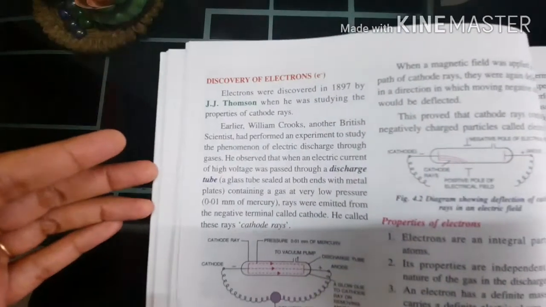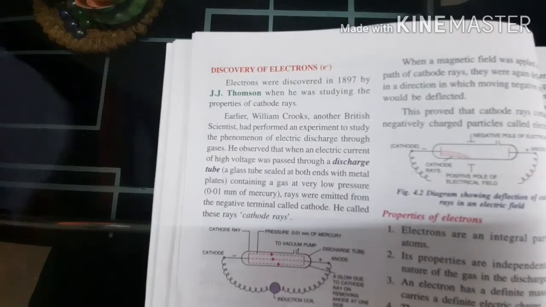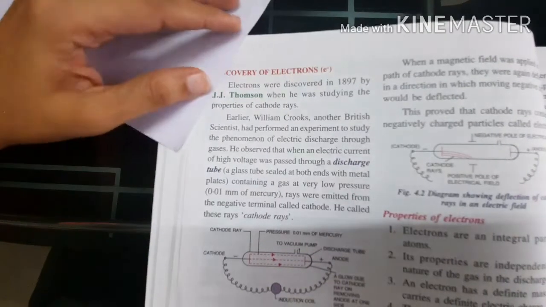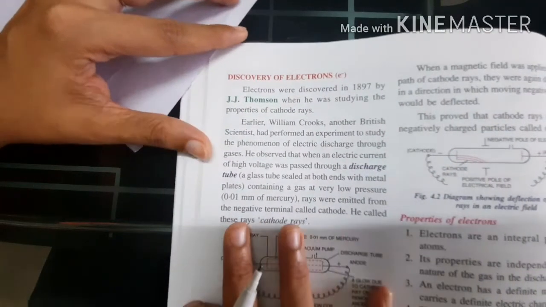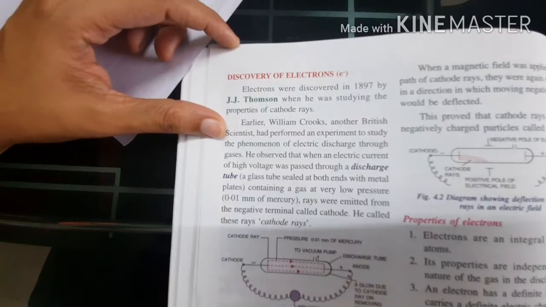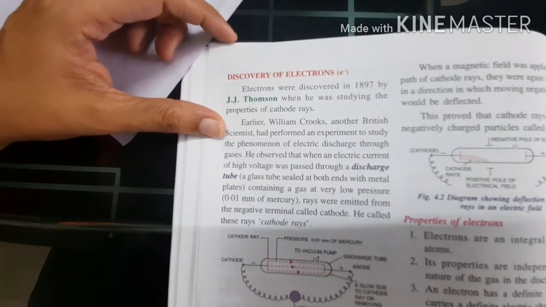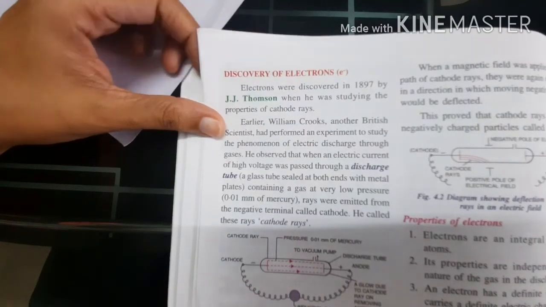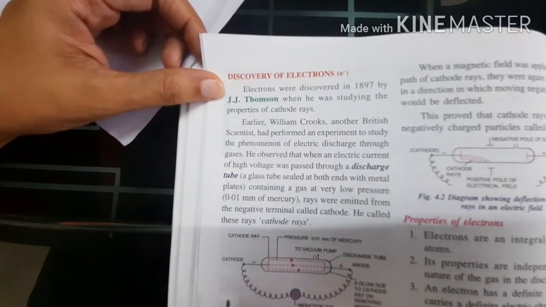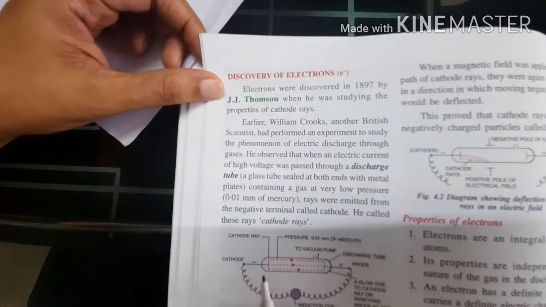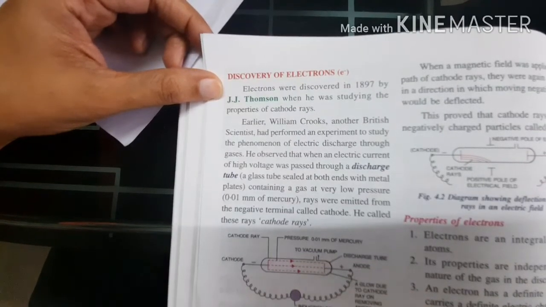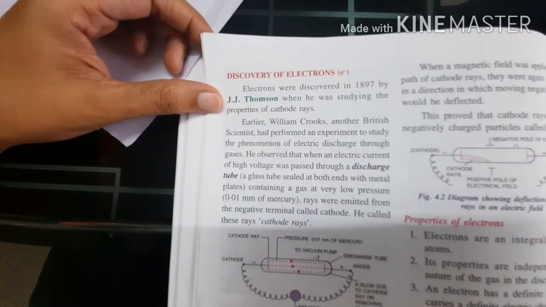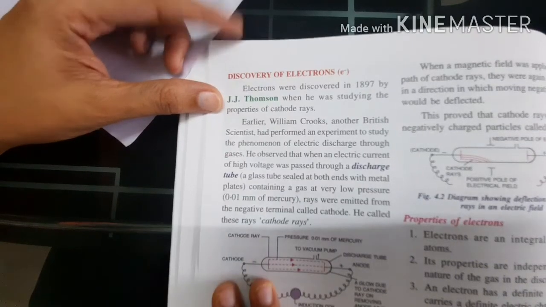So the first point of this chapter is the discovery of the electron. How was the electron discovered? The electron was discovered by J.J. Thomson. But how he discovered it, and what characteristics the electron has, all those things we will learn.